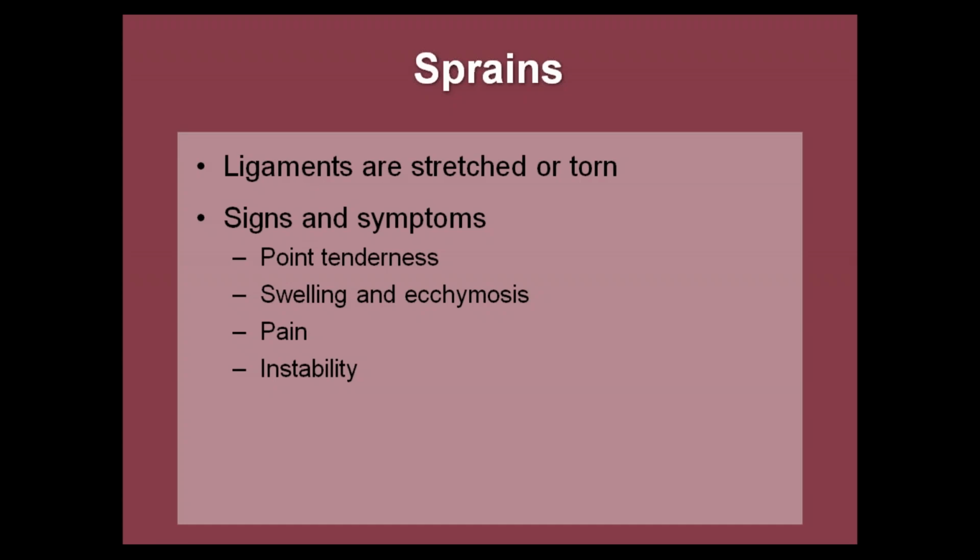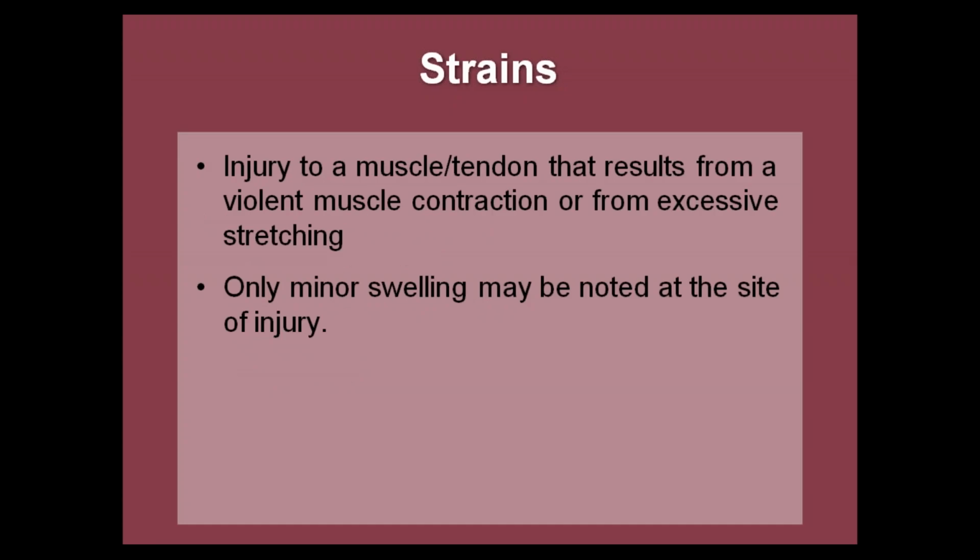Sprains rarely involve deformity. So that's good to know. Strains are a little bit different than sprains. A strain is an injury to a muscle or tendon that stretches from violent muscle contraction or from excessive stretching. So it can be hyperflexed. Only minor swelling may be noted at that injury site, because of the minor tears that could be exhibited from that strain. The joint has gone further than what it was supposed to go.